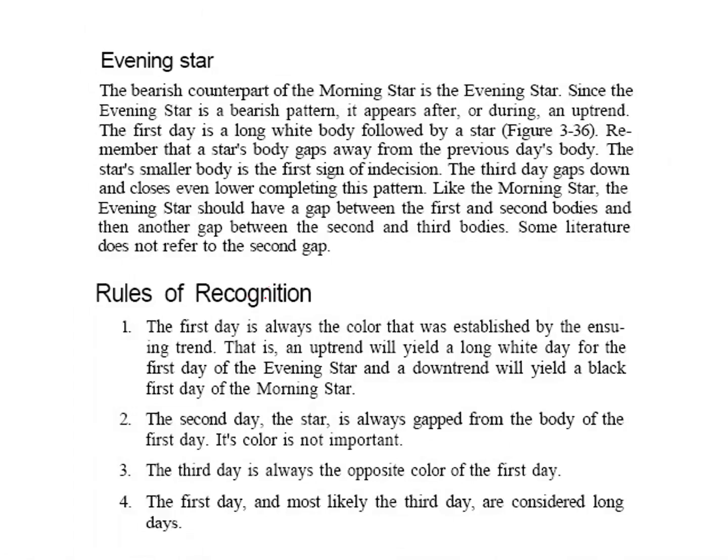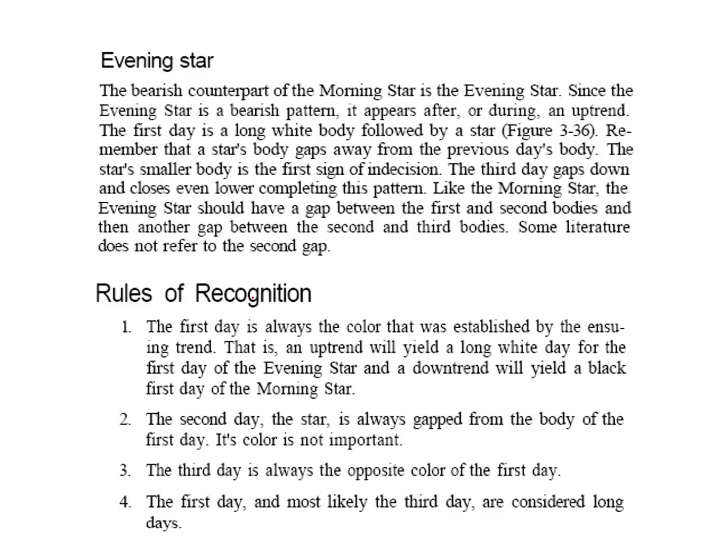Similarly, the evening star is a bearish counterpart of the morning star. Since the evening star is a bearish pattern, it appears after a high or during an uptrend. The first day is a long white body followed by the star. Remember that the star's body gaps away from the previous day's body. The star's smaller body is the first sign of indecision. The third day gaps down and closes even lower, completing this pattern. Like the morning star, the evening star should have a gap between the first and second bodies, and then another gap between the second and the third bodies.